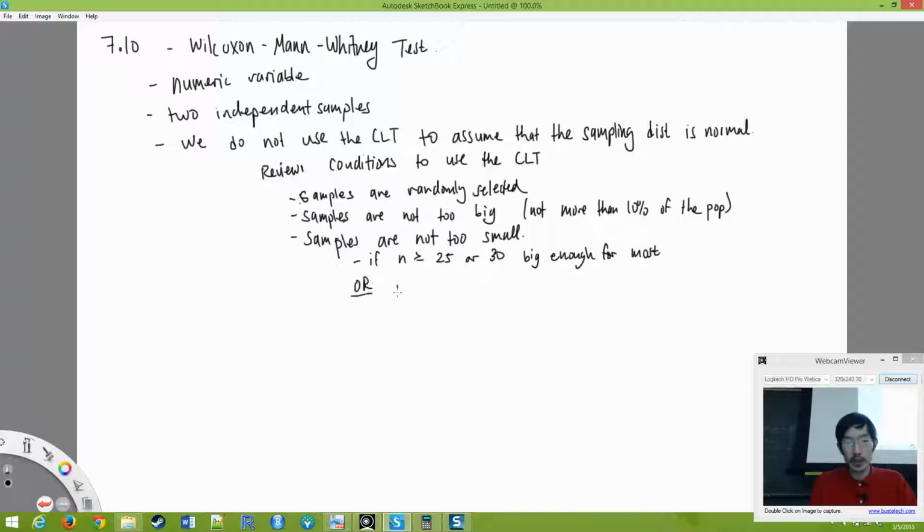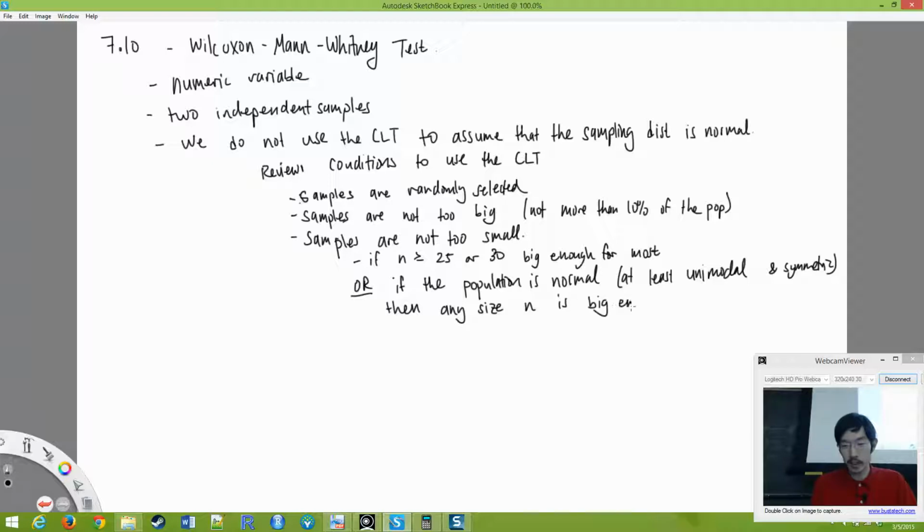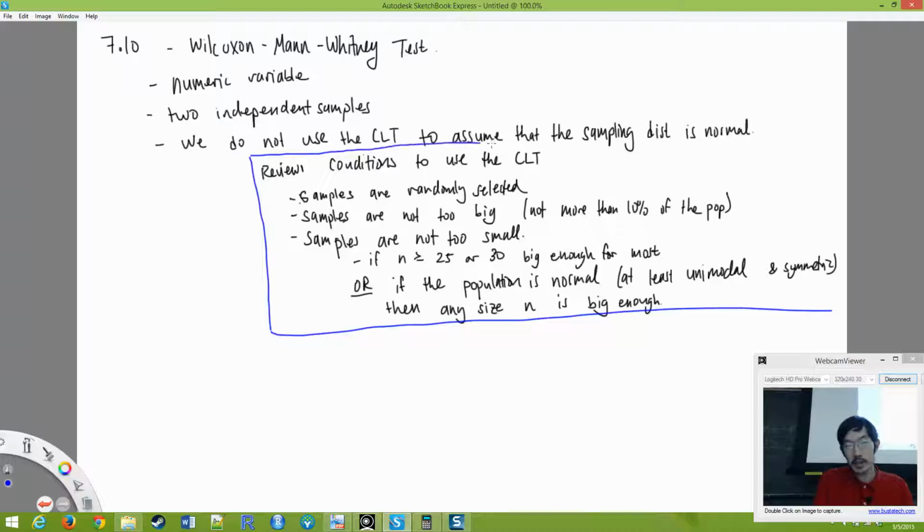Or if the population is normal, or at least unimodal and symmetric, okay, then any size n is fine. Any size n is big enough, okay? So let me just put a box around this to remind us that this was a review of the conditions necessary to use the central limit theorem, okay?